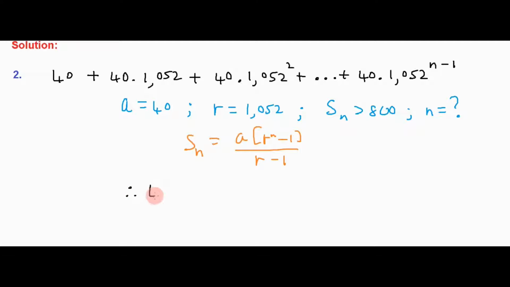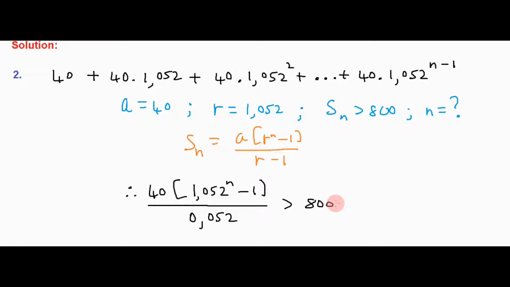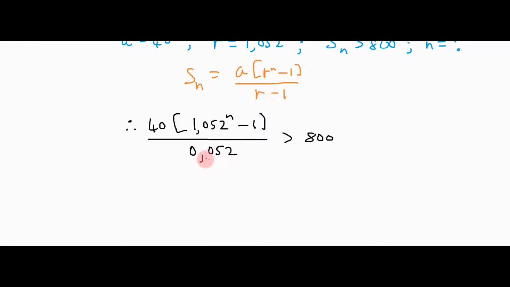So a is 40 and r is 1,052. Then 1,052 minus 1 is 0,052. This is s sub n, and it must be greater than 800. We can get rid of the fraction here by multiplying through by 0,052.